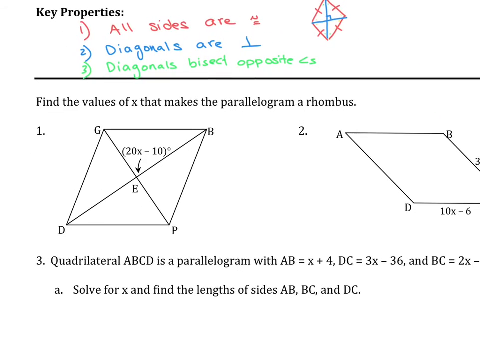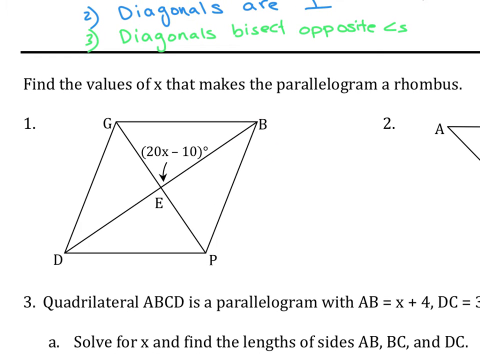Okay, so in number one and two, these are given to me as a rhombus. So then they are asking me to find x, knowing that this is a rhombus. So keep in mind that in a rhombus, diagonals are perpendicular. So then I know that this is pointing towards this angle. It's a degree in degrees. So 20x minus 10 is equal to 90. Add 10 to both sides. So 20x is equal to 100. Then if you divide by 20, you will get that x is equal to 5.